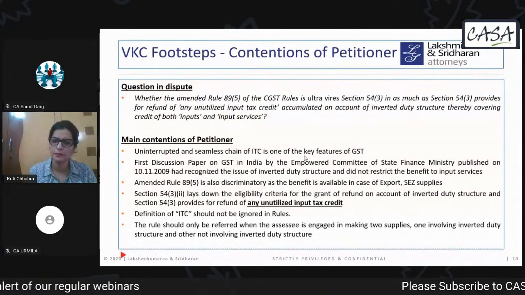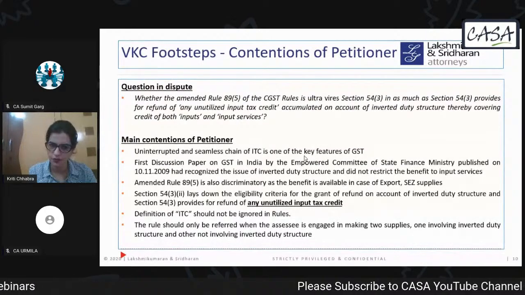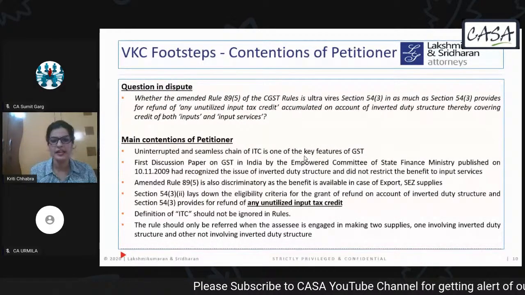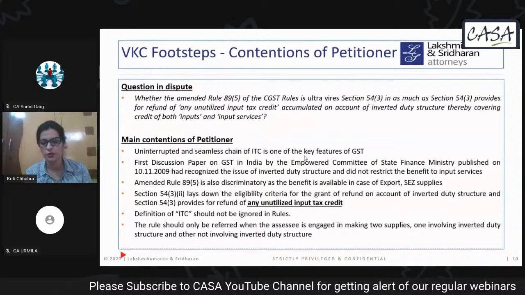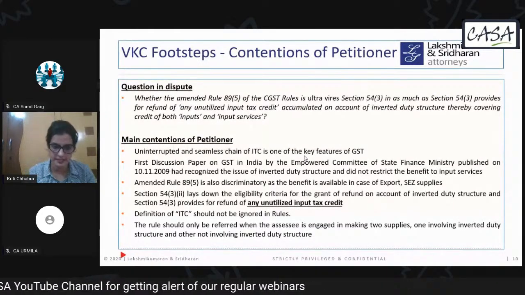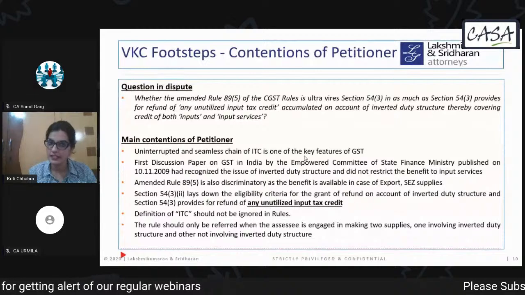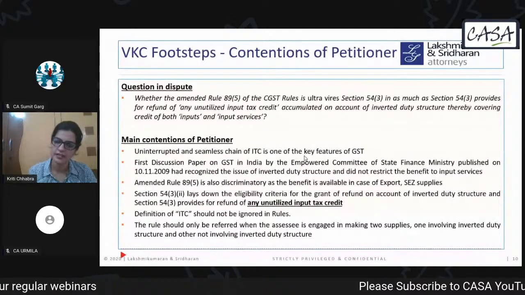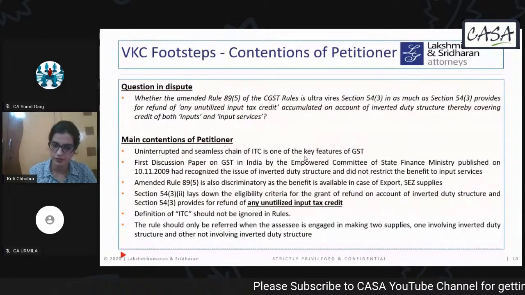Again, they made similar points. If we see Section 54(3), that talks about any unutilized ITC, and the rule cannot curtail the benefit. A rule cannot override the section. Another thing, if we see, ITC has been defined as both inputs as well as input services.